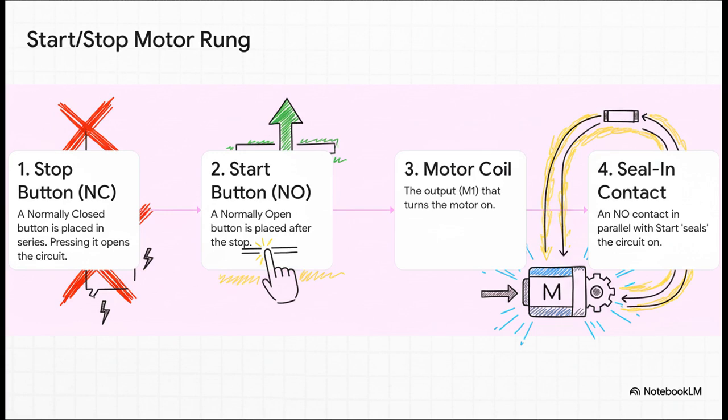This simple little OR logic is what turns a momentary press into a continuous action. It's a foundational trick, and it's what makes the whole thing work, right up until you hit that stop button and break the entire chain.